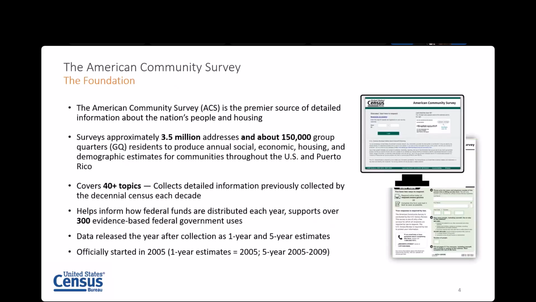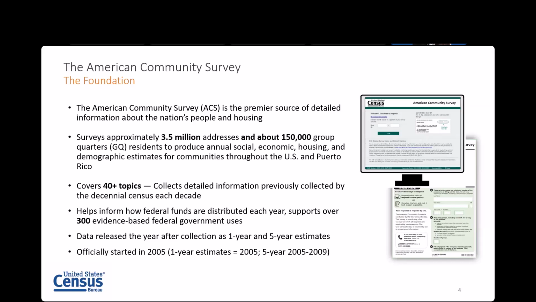The American Community Survey, or ACS, is the premier source of detailed information about the nation's people and housing. The survey samples approximately 3.5 million addresses each year and 150,000 group quarters residents. These data are collected continuously throughout the year to produce annual social, economic, housing, and demographic estimates for communities throughout the United States and Puerto Rico. The data cover more than 40 topics.